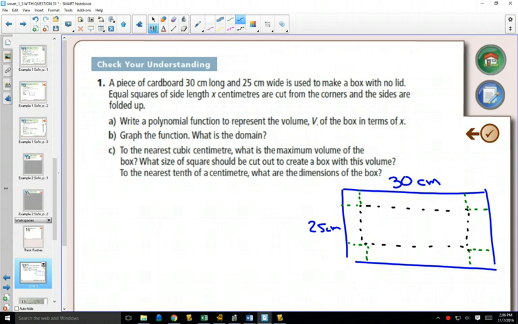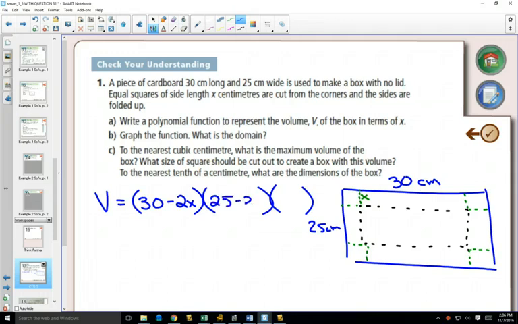Part A, I'm going to just label one more thing on here. The height of this box will be x, because those are the side lengths cut from the corners. So write a polynomial function to represent the volume. Volume equals length times width times height. Our length was 30, but you'd have to subtract 2 x's. Our width was 25, but now you'd have to subtract 2 x's. And the height of our box will be x.